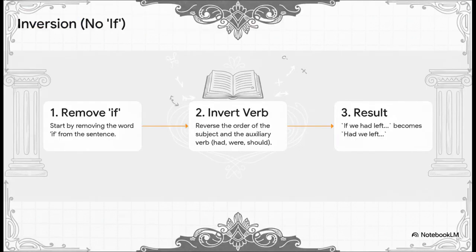And now for a little pro tip you'll see a lot in formal writing, inversion. It actually lets you make a conditional sentence without if. And it's pretty simple. You just drop the if, and then you flip the subject and the helper verb. So a sentence like, if we had left earlier, just becomes, had we left earlier? It means the exact same thing, it just sounds a lot more formal.